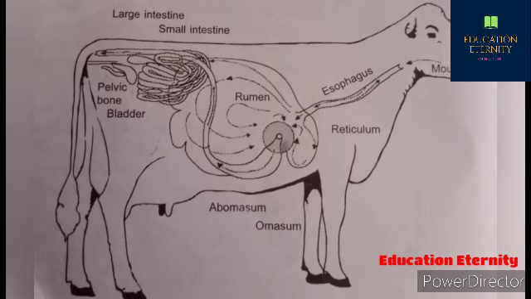Now, digestion in grass-eating animals. The plant-eating animals are also known as the grass-eating animals, or they are also called the ruminants. They cannot digest cellulose, which is present in all plants. The digestion in these animals takes place as follows.